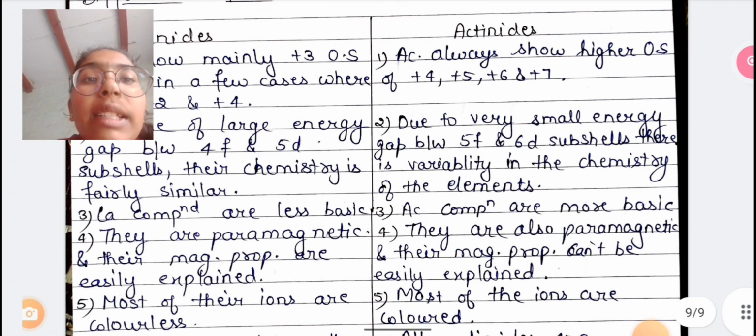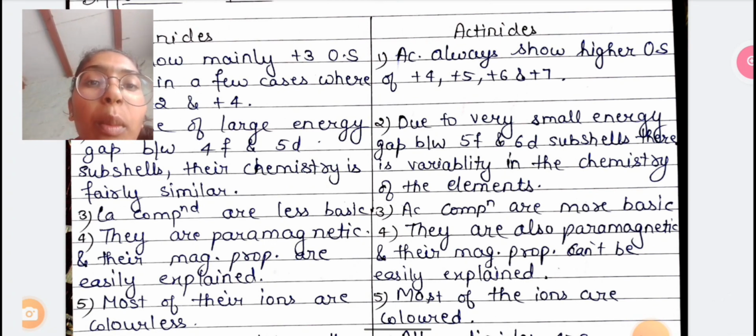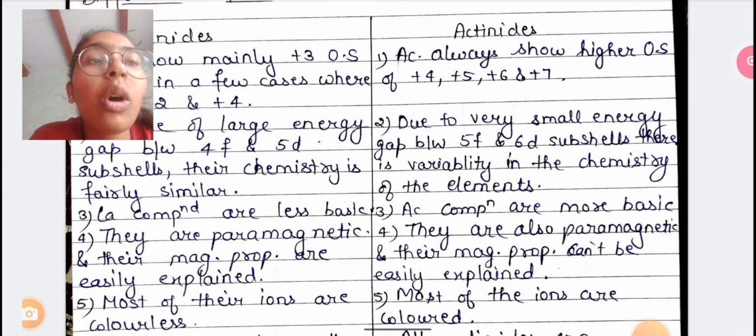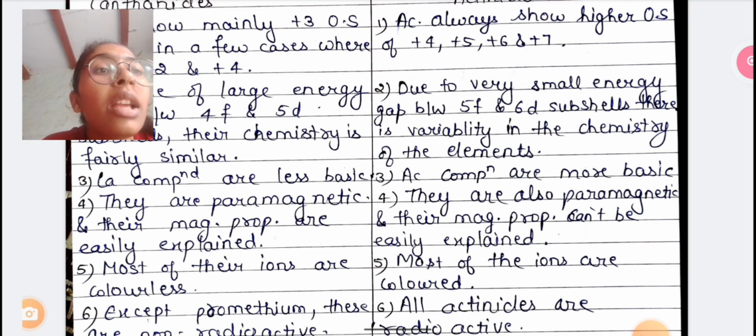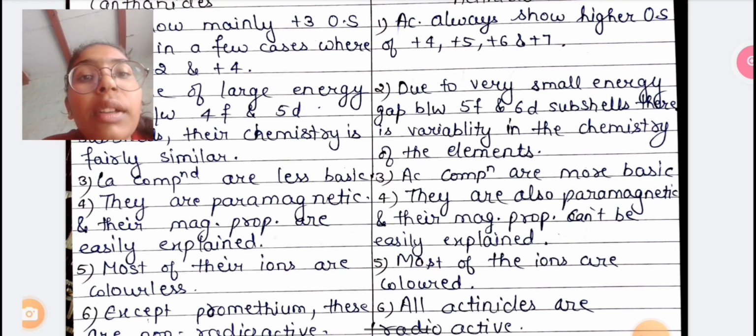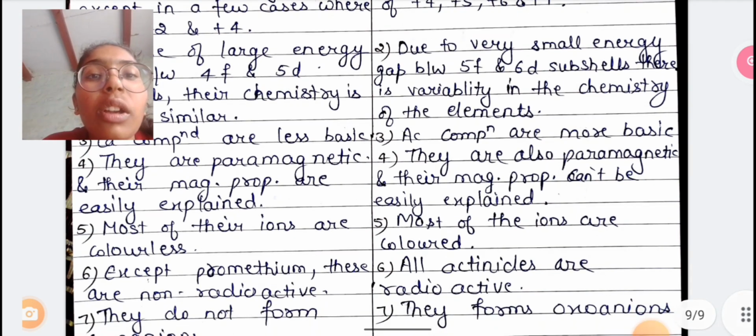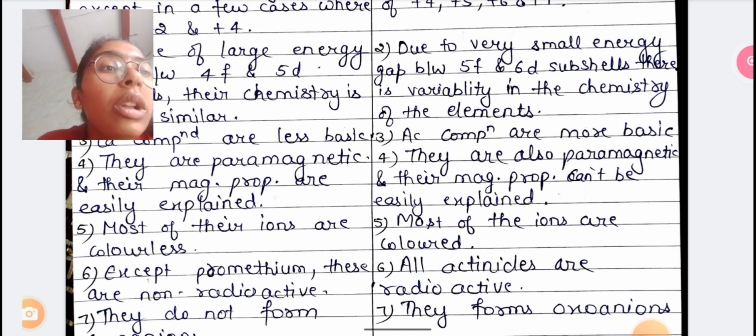Fourth one, lanthanoids are paramagnetic and their magnetic properties are easily explained. On the other side, actinoids are also paramagnetic but their magnetic properties cannot be easily explained. Fifth one is most of the lanthanoid ions are colorless. On the other side, most of the actinoid ions are colored. Sixth one, on the lanthanoid side except promethium they are non-radioactive. On the actinoid side all the actinoids are radioactive.